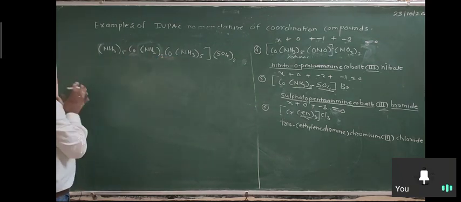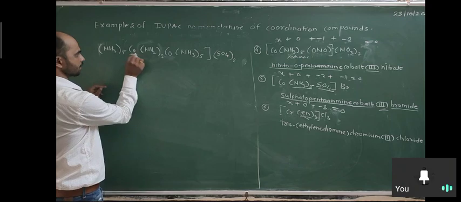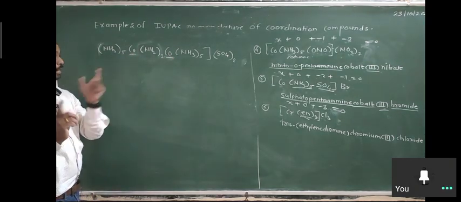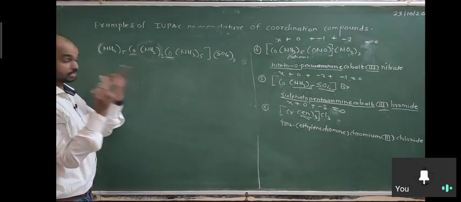Okay, how to solve it? If it is a bridging complex and you clearly see 2 metals are given, means the complex is binuclear, it is a bridging complex.